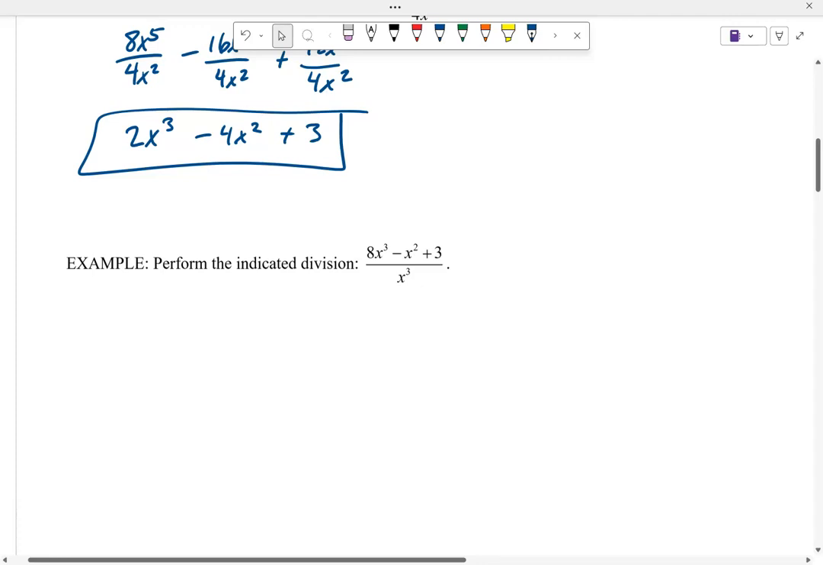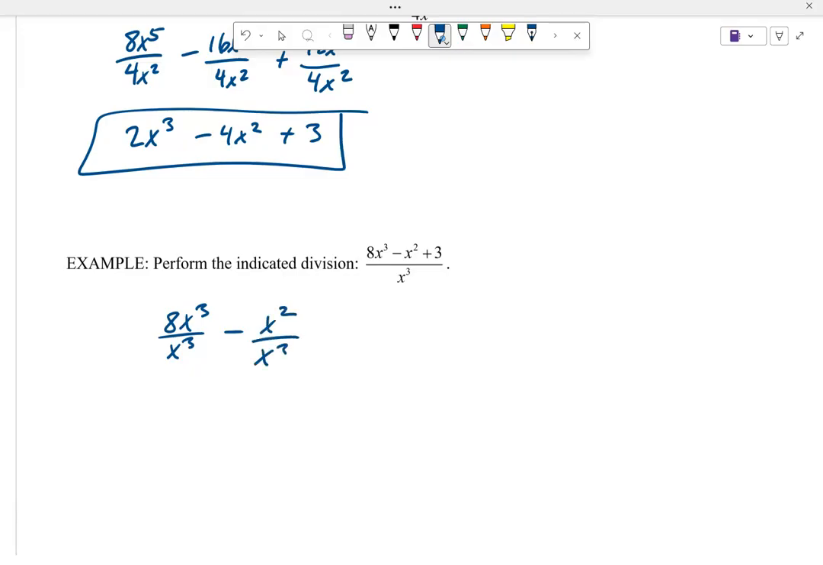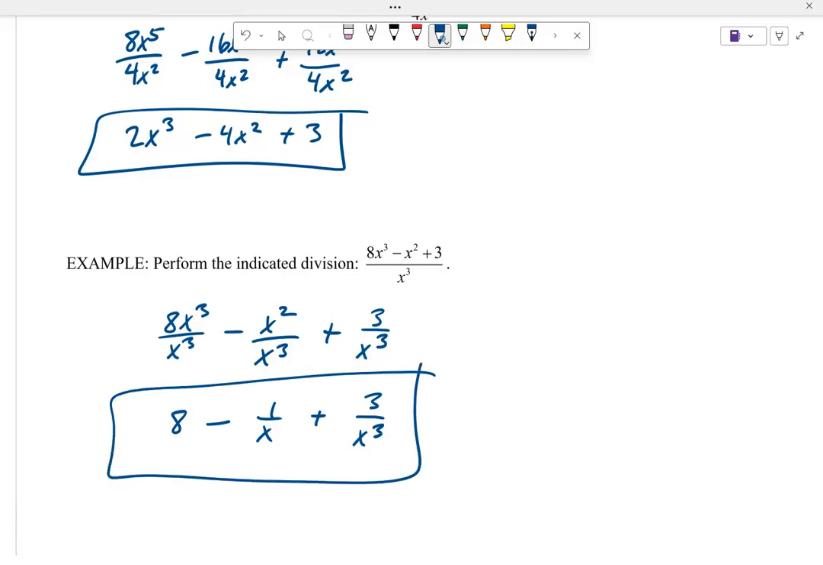Let's do one more here. We've got 8x cubed over x cubed minus x squared over x cubed plus 3 over x cubed. So I've got 8 minus, and notice I've got 2 x's on the top, 3 on the bottom. That leaves me with 1 on the bottom. And here I've got no x's to cancel, so I'm just left with plus 3 over x cubed.